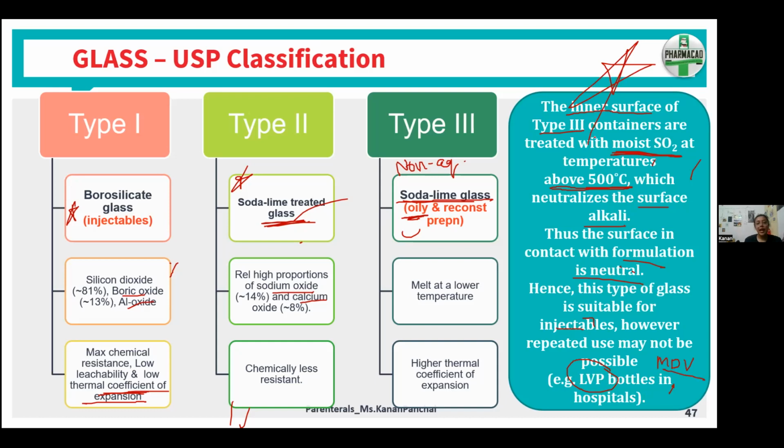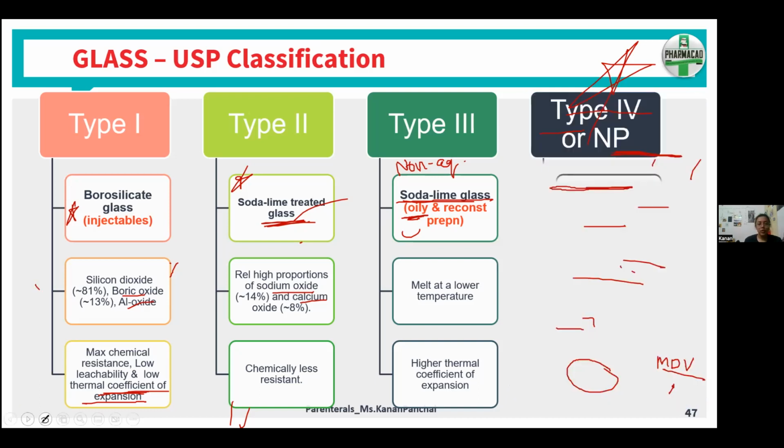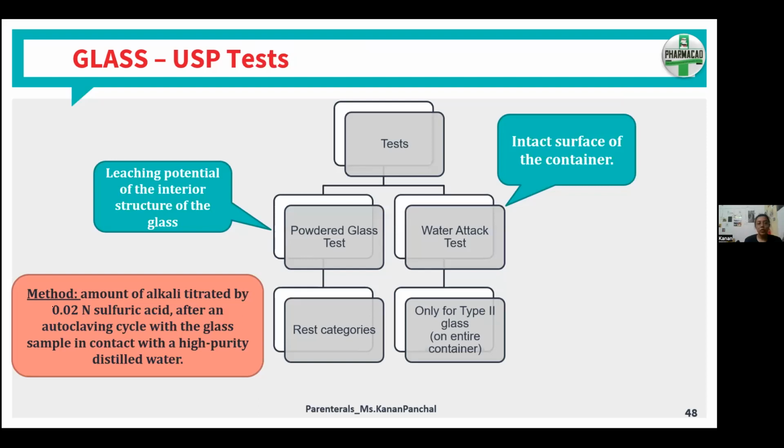The difference between type 3 and type 2, and how is type 2 formed. What does soda lime treated mean? All right. And type 4, as I told you all, it is soda lime glass only, but not suitable for containers for parenteral use. All right. So those were the things about glasses. Did you all understand that?